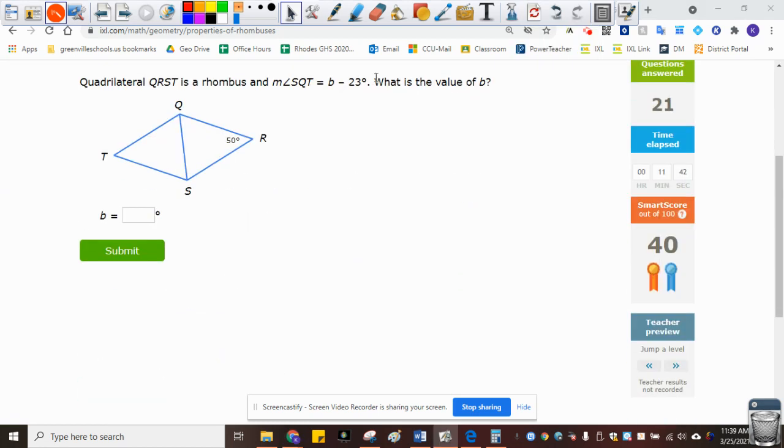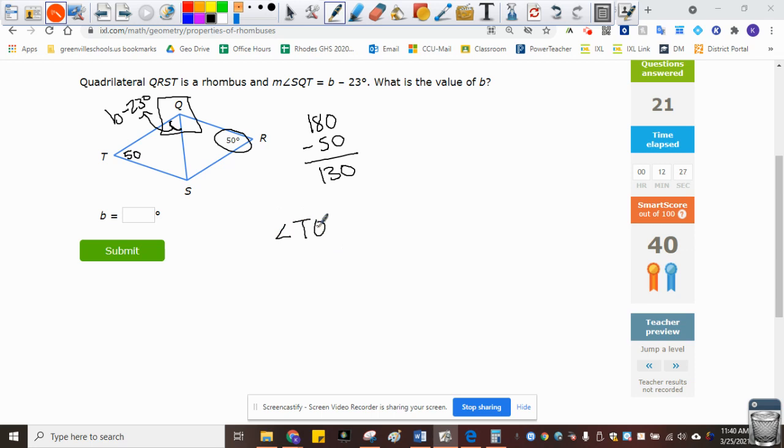Okay. What is the value of b? So, SQT, this Q right here is b minus 23. So if that's 50, that's 50, this is 50. Remember, with rhombuses, the consecutive angles are supplementary. So this whole angle Q plus 50 has to add up to 180. So 180 minus 50 is 130. So Q is 130.